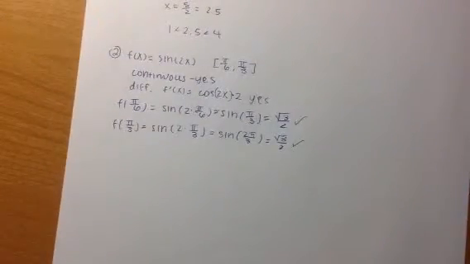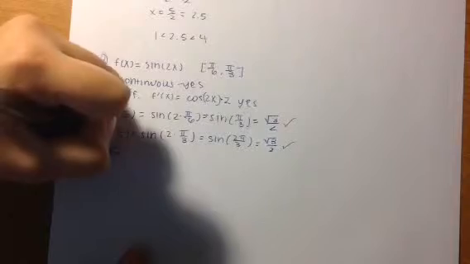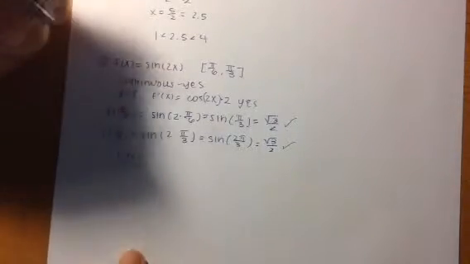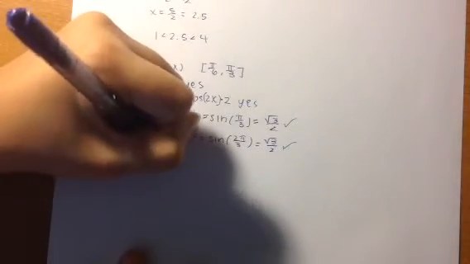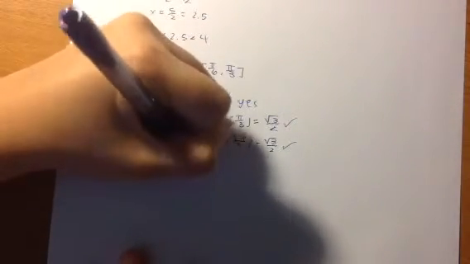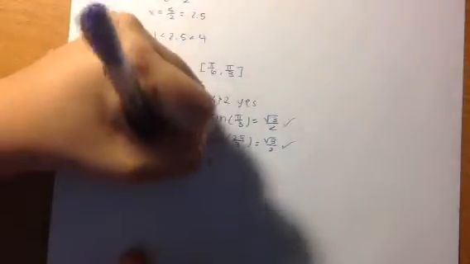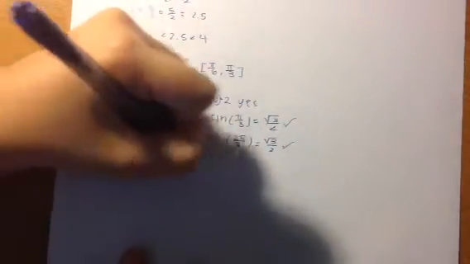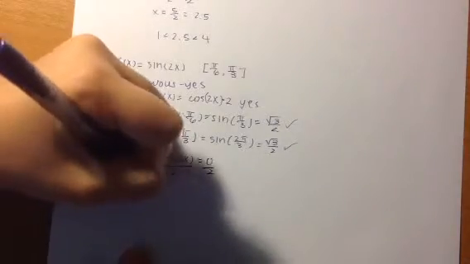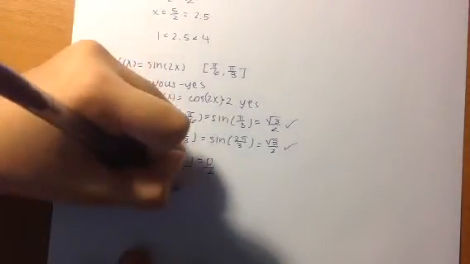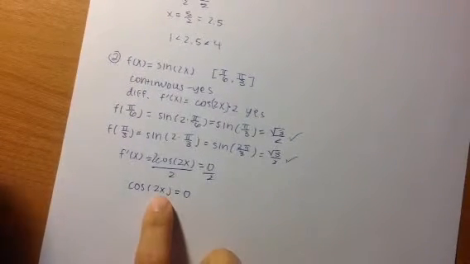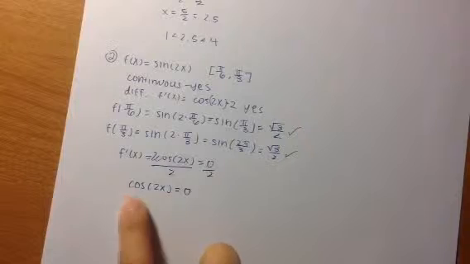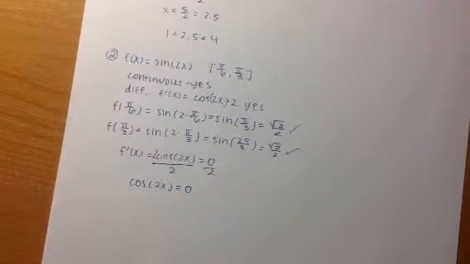So now we are going to set the derivative equal to 0. So f prime of x is equal to 2 cosine 2x is equal to 0. So we're going to get rid of the 2 in the front by dividing both sides by 2, so we are left with cosine 2x equal to 0. And we have to find a value for x where cosine of the inside will give you 0. So we know that cosine pi over 2 is equal to 0.